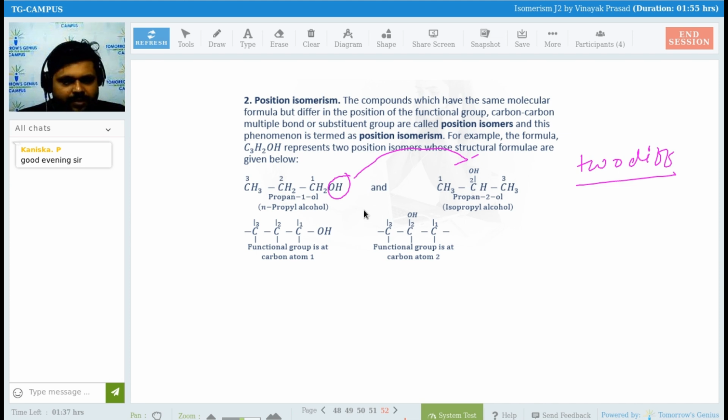No? No. The third one is functional group isomerism. Now we are going to look at functional group isomerism. So what is this functional group isomerism?